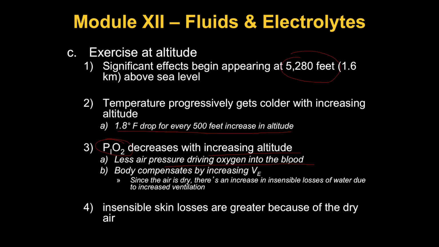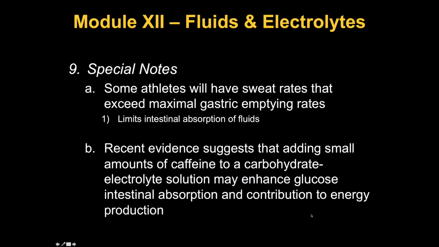And to compensate for that, the body actually increases minute ventilation. So the bulk movement of air in and out of the lung increases, and you compound that with drier air, you're going to create a higher rate of insensible loss of water simply because you're breathing more to compensate for the decrease in oxygen pressure at higher altitude. Now, as far as insensible skin losses are concerned, because of the drier air, again, the athlete may not be as perceptive to the amount of fluid loss simply because of the dry air at altitude. Some special notes here.